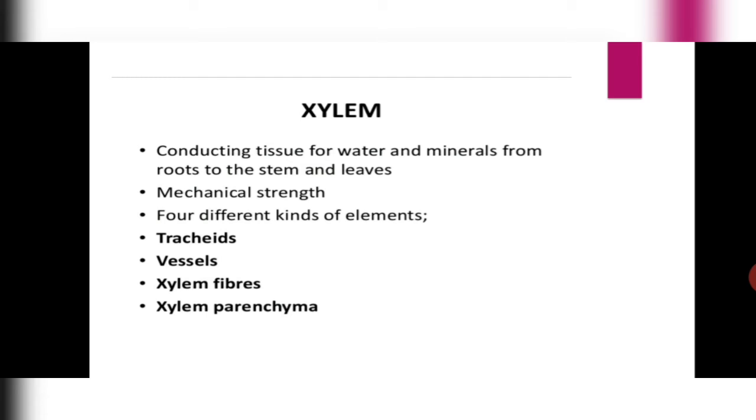Xylem first. The conducting tissues for water and minerals from the roots to the stem and leaves of the plant is known as xylem. It has mechanical strength and provides the rigidity of the stem to the plant, and it has four kinds of elements: tracheids, vessels, xylem fibers, xylem parenchyma.